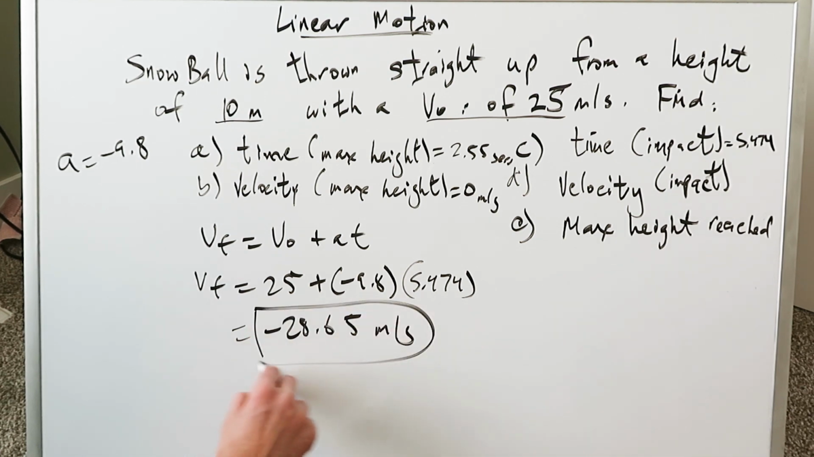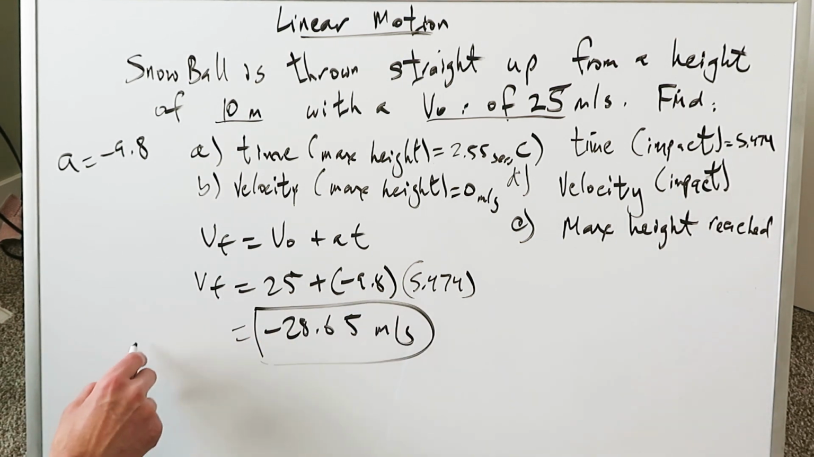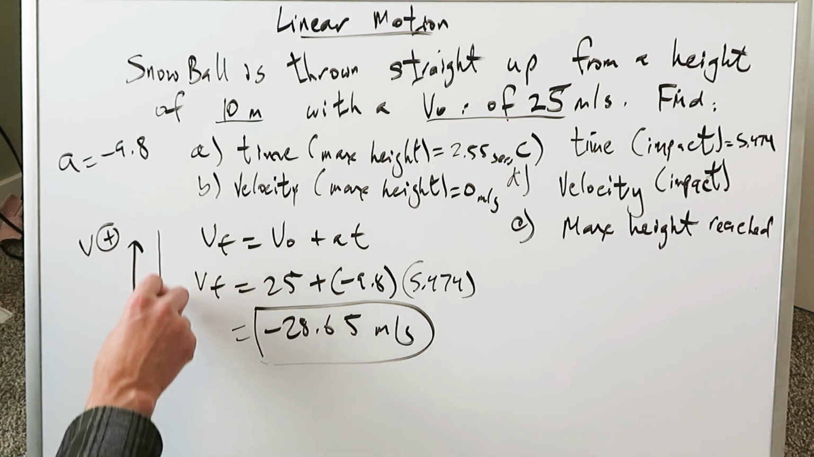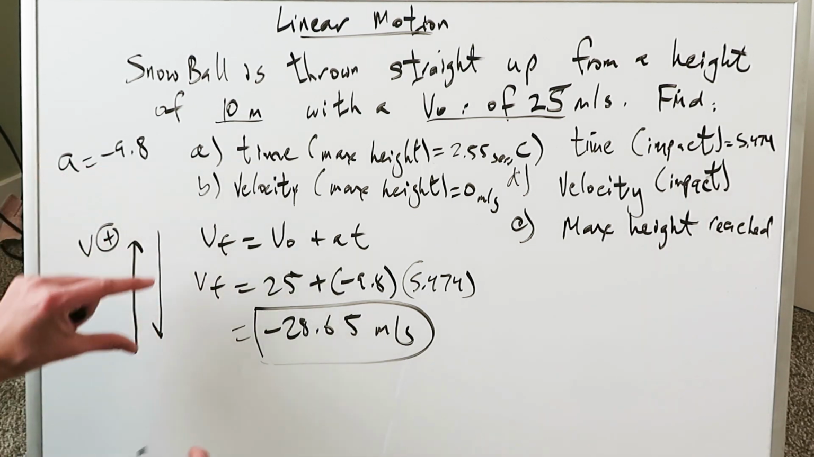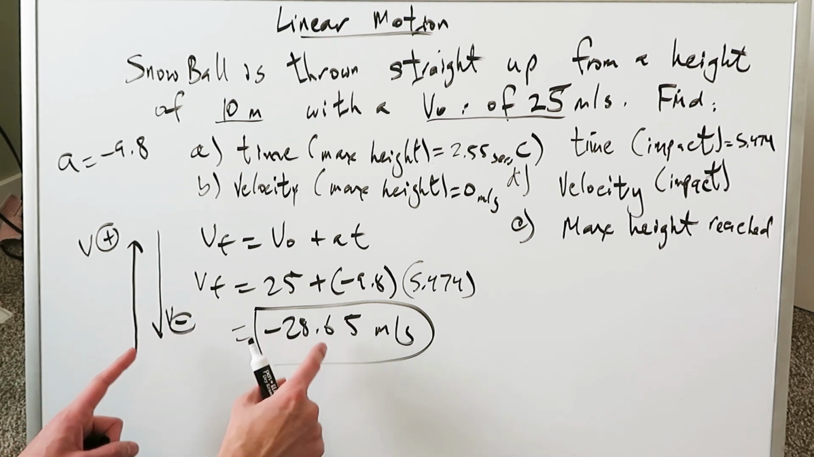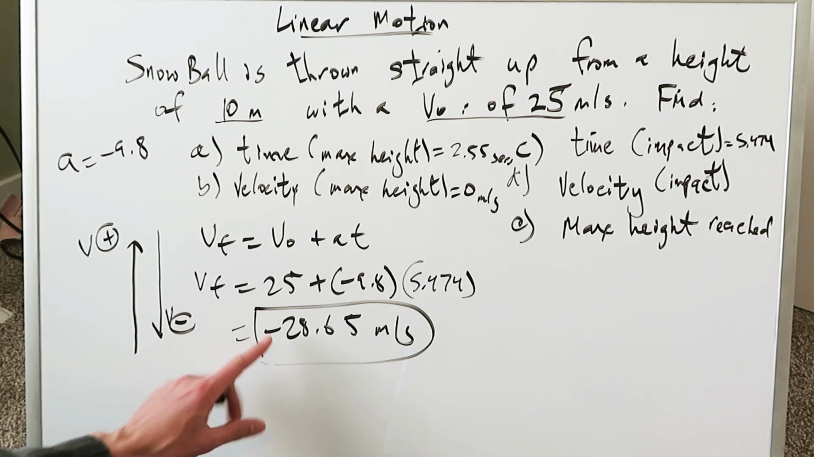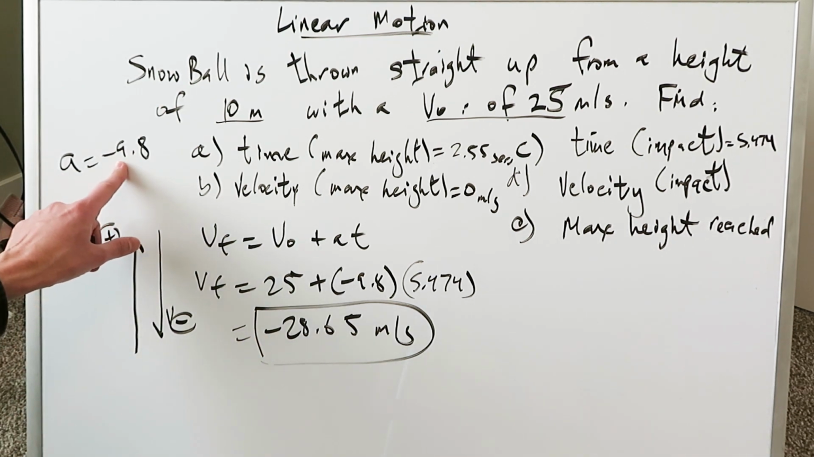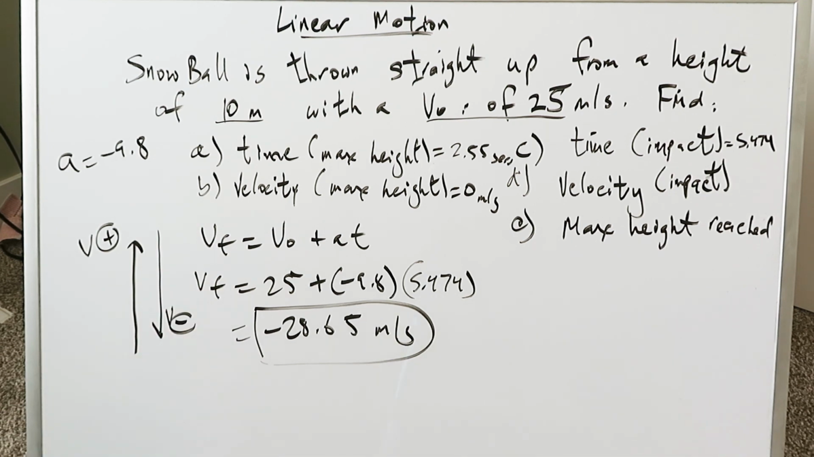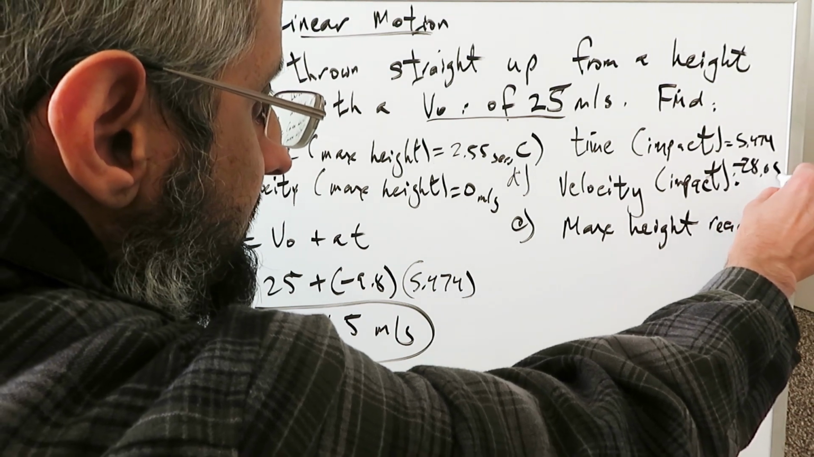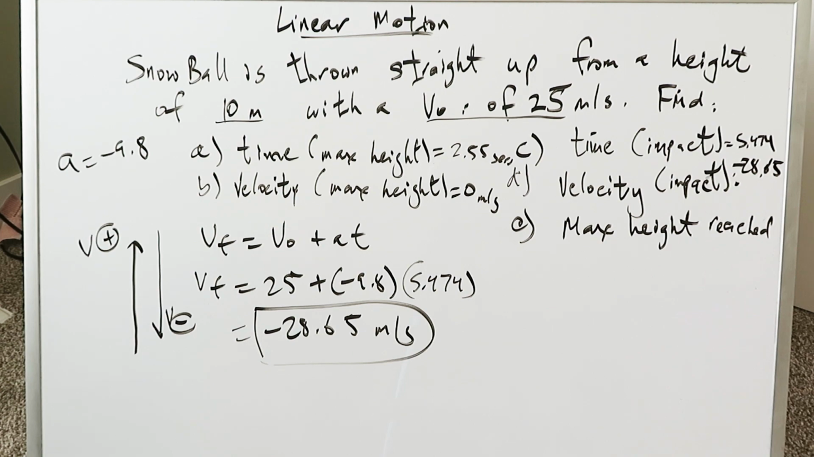But don't let this negative throw you off. It doesn't mean we've made a mistake. It just means that initially the velocity had a positive value because it's aimed upwards, but when it's coming down, it's going in the opposite direction, so the vector has reversed. It still has a good magnitude, but it's aimed in the opposite direction, hence your sign has changed. Acceleration can be positive or minus, velocity can be positive or minus. It doesn't mean you've made a mistake. So here we've got a value, minus 28.65 meters per second.